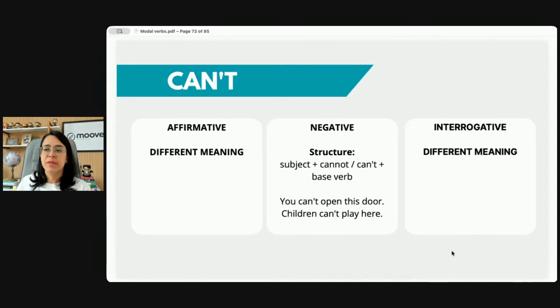Okay, so in the affirmative, you have a different meaning. In the negative, like prohibition, right? "You can't open this door." "Children can't play here." And in the interrogative, you are asking for permission. "Can children play here?" You are asking if this is possible, right?